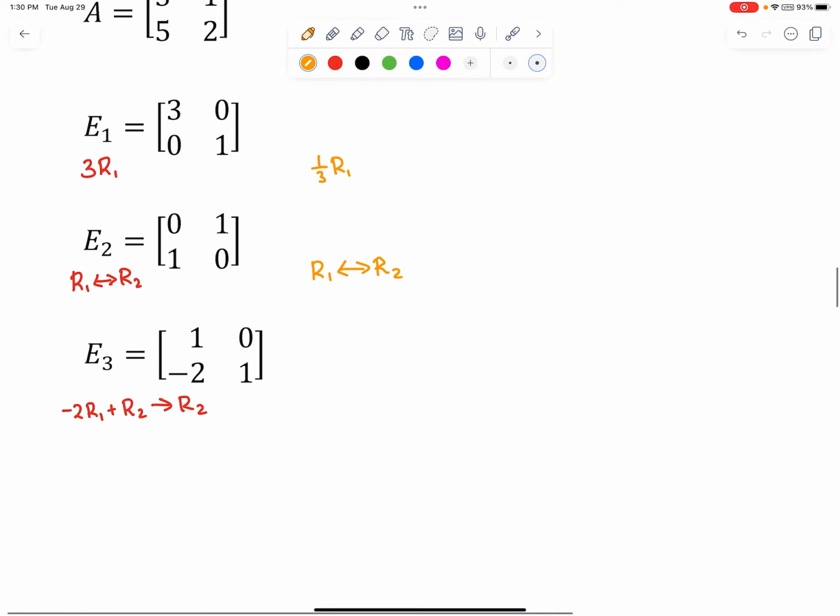And then how do you reverse doing -2 times row 1, adding to row 2 to produce a new row 2? Well, you might just want to ask yourself how to use this matrix to make the -2 back into a 0.